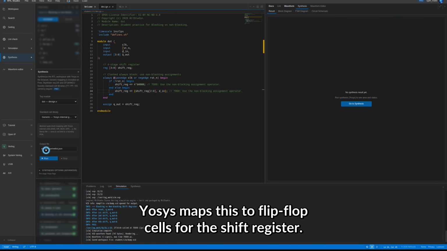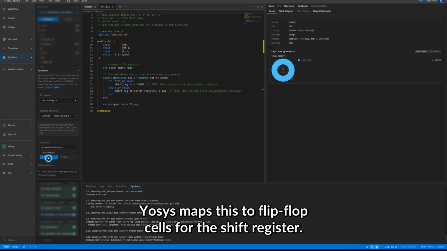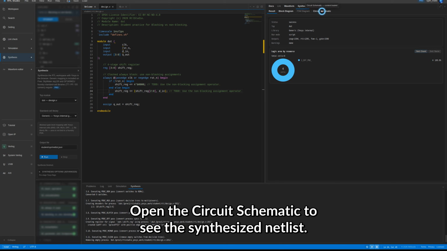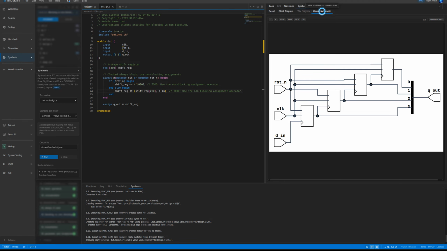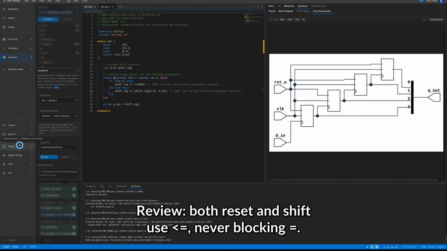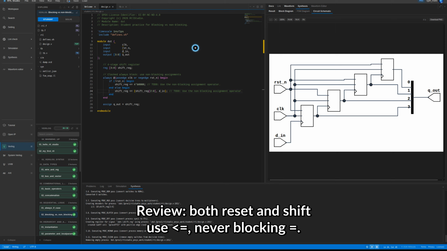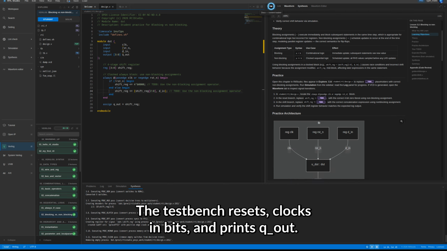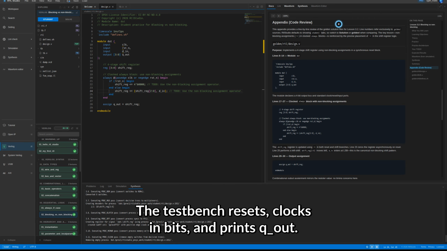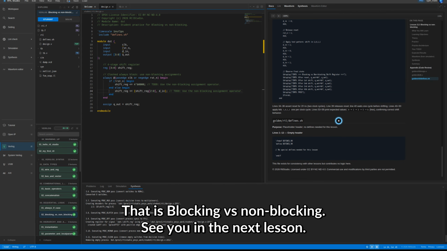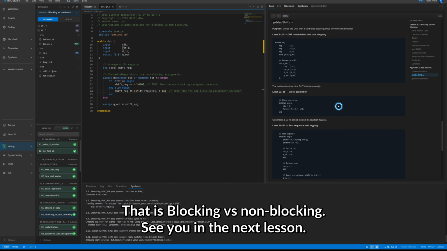Yosys maps this to flip-flop cells with the shift register. Open the circuit schematic to see the synthesized netlist. Review: both reset and shift use <=, never blocking =. The testbench resets, clocks in bits, and prints Q out. That is blocking versus non-blocking. See you in the next lesson.